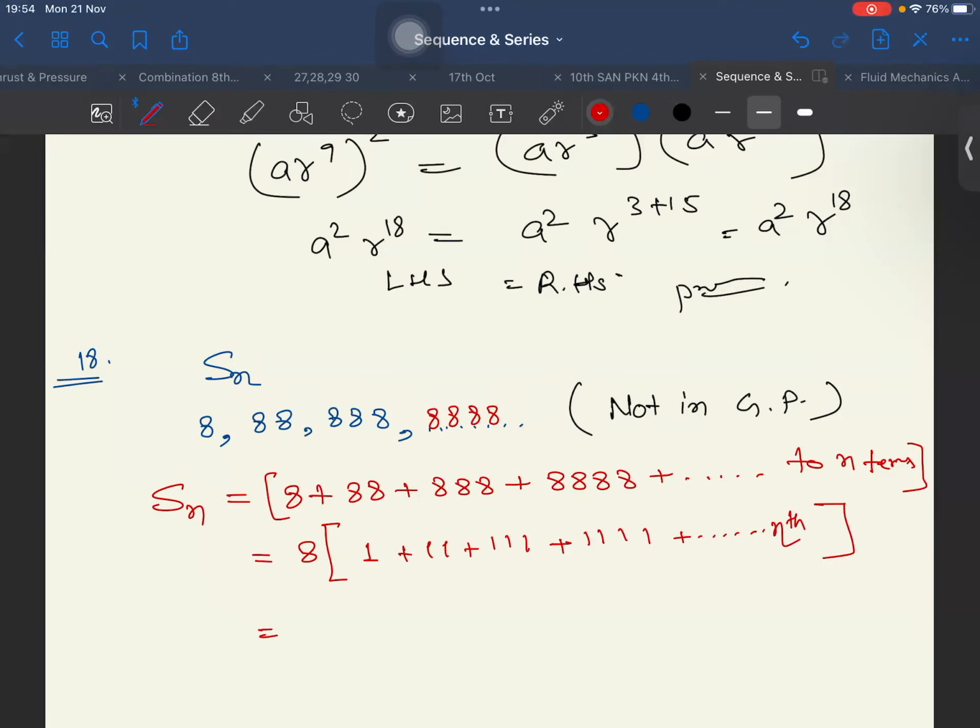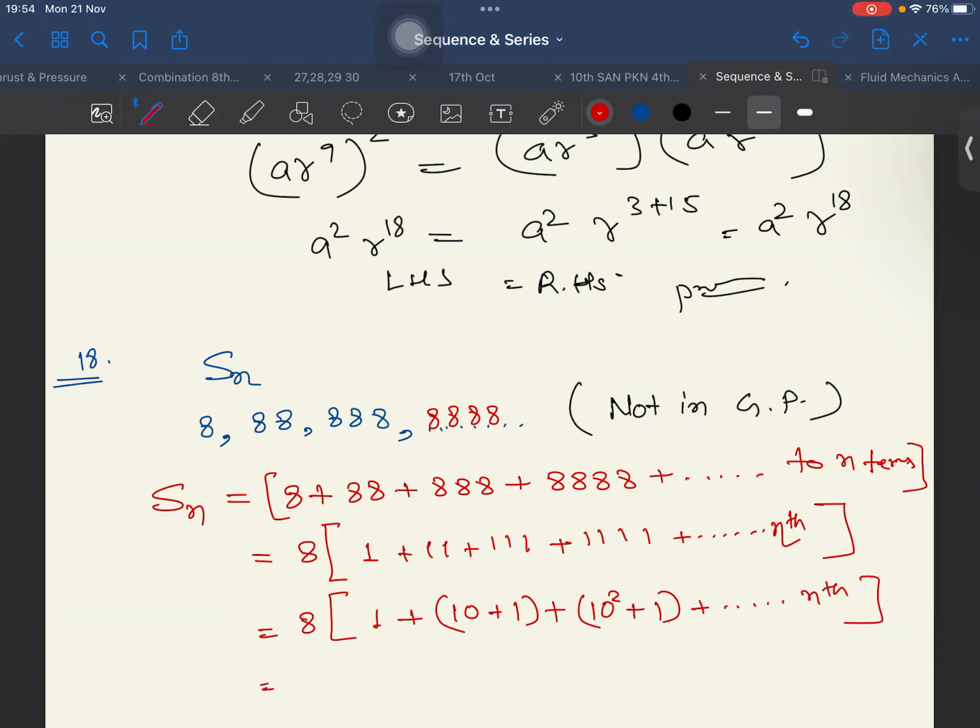Now again, this inside all term is also not GP because we have just taken 8 common. How can we make this GP? We need a common difference, common ratio. We need that, right? So yes or no? Yes. Sir, either what we can do, we can write this as 1 plus 10 plus 1 plus, what else we can write? 10 square plus 1. We can write like this, up to nth term.